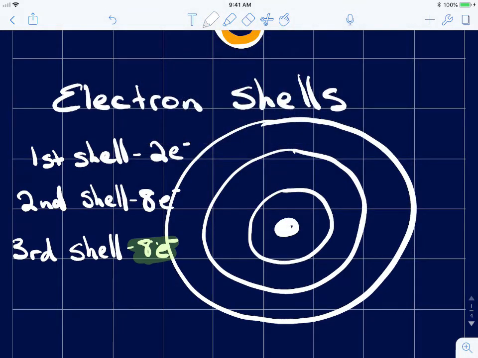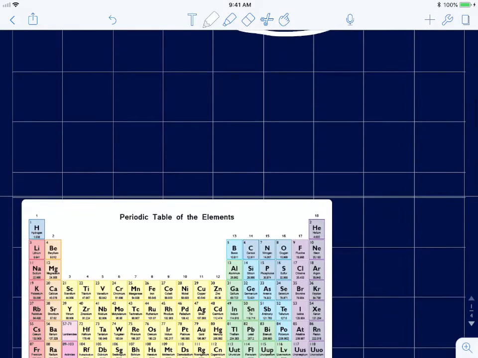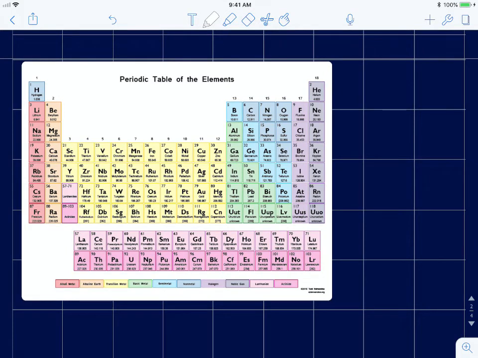All right. So another way to think about these shells is that they actually relate to the period on the periodic table. And I will show you what I mean by that. So I'm going to scroll down. Here's our periodic table. What I just said is that the first electron shell can hold 2 electrons. So as an example, we are going to look at the electron configuration of helium. We're going to start off with helium.